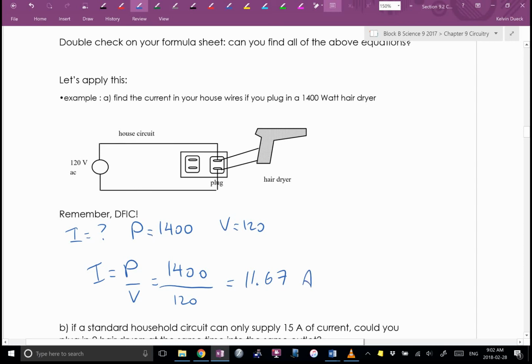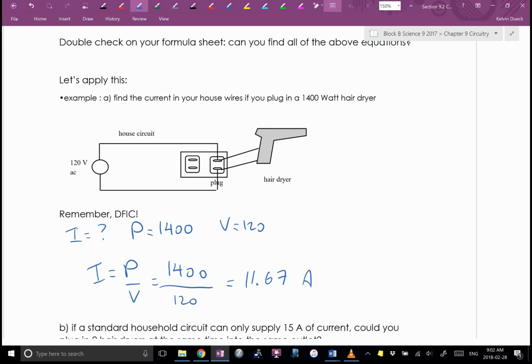Almost every one of your standard household circuits, with a couple of exceptions, can only handle a maximum of 15 amps. So Julia, here's the question. Could you run 2 hair dryers from this plug? Jordana, why are you shaking your head? How many amps would I need if I wanted to run 2 hair dryers? 23 point something. This is why you blow a breaker.